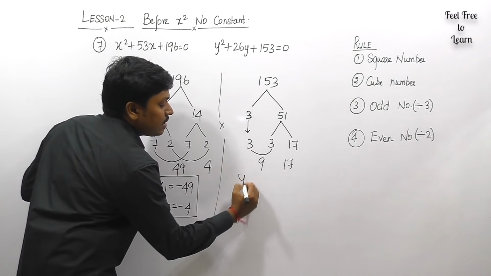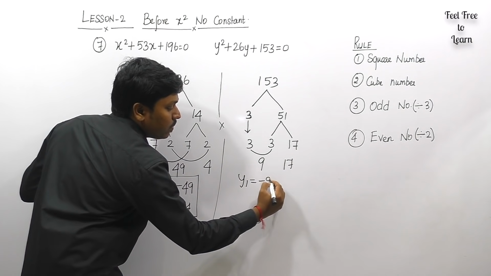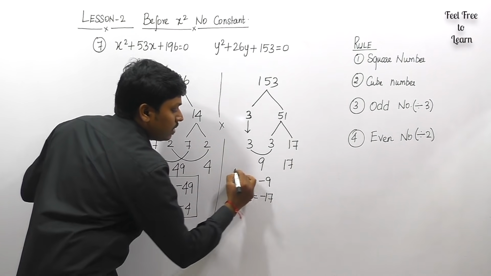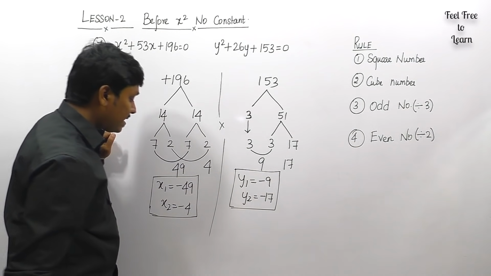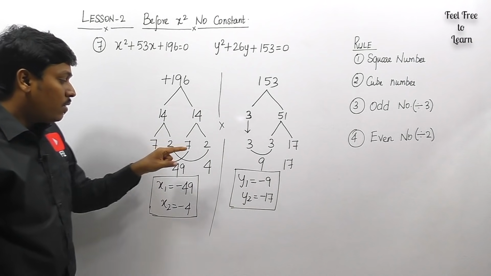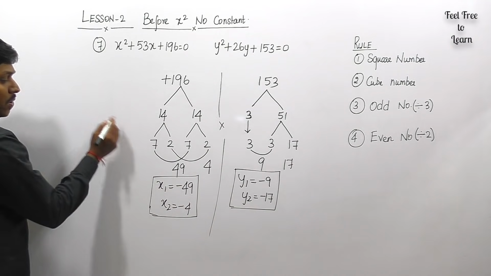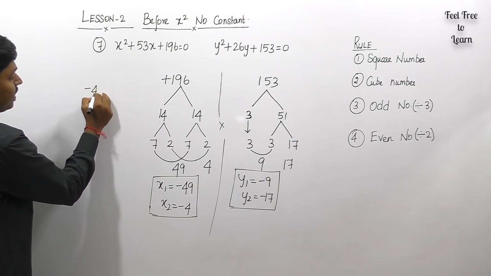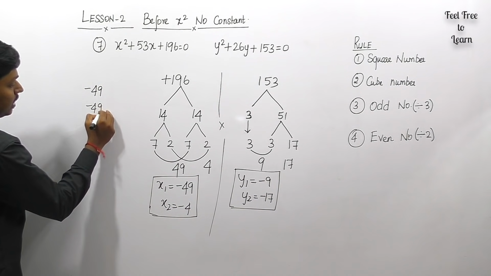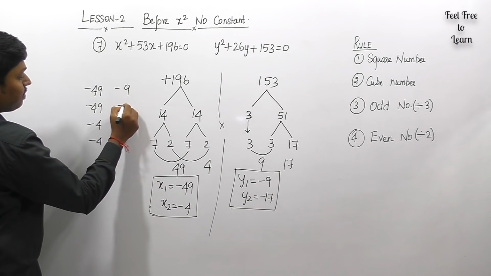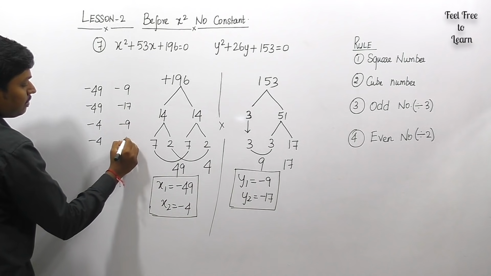So finally we can say that y1, here it is plus 9, but while writing, change the sign as minus 9. Here it is minus 17. So finally we got the factors, that is x will be minus 49 and minus 4, y will be minus 9 and minus 17. So friends, now we need to compare all the x values with the y values. So x values are minus 49 and minus 4 and minus 4. So y values will be minus 9, minus 17, minus 9 and minus 17.